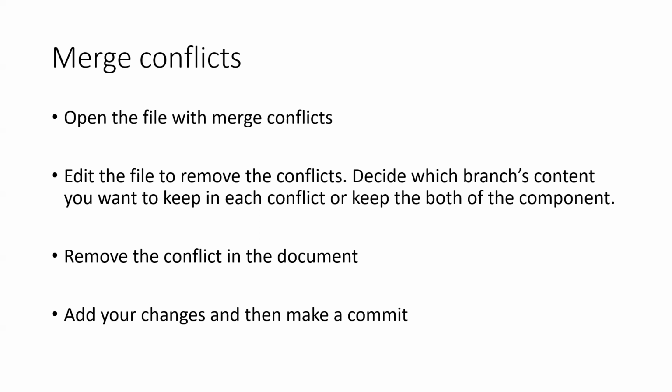We need to check which particular developer's code should remain there. Maybe the first one, maybe the second one, or maybe both of them. We need to check it, and by looking at it, we can change it manually. This is how merge conflicts work.